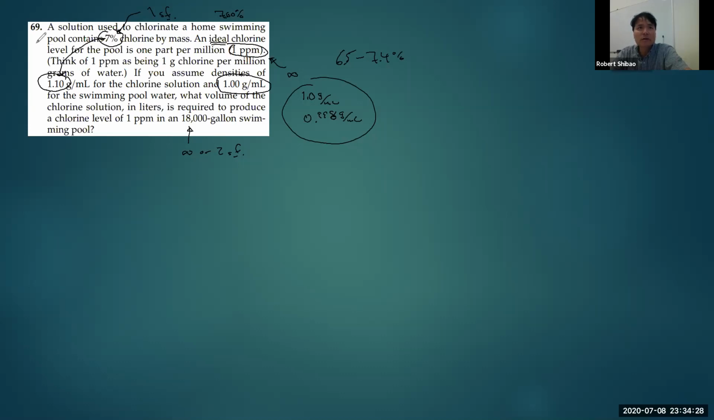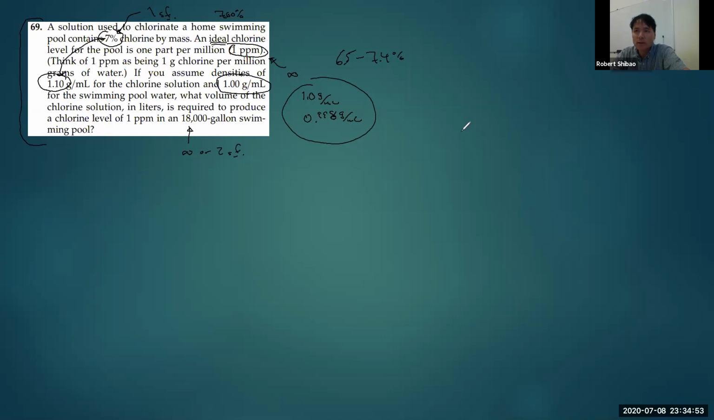And so in a particular problem like this, I like to do this exactly. I say hypothetically, if we had exactly 18,000 gallons, and these were the densities, and let's say the chlorinating solution were exactly 7%, then what would it be? And then you could have additional sig figs, like 3 or 4 sig figs, and then round it if you want.